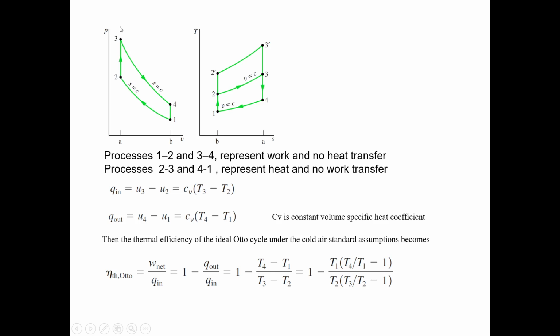constant volume heat addition process. Volume is constant, and we are going to add heat. Therefore, pressure and temperature increase, right? 2 to 3. And then isentropic expansion process, right? And therefore pressure and temperature decrease, right. And then lastly, constant volume heat rejection process, right?